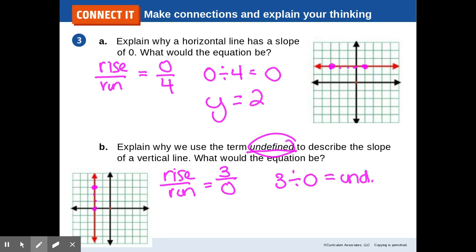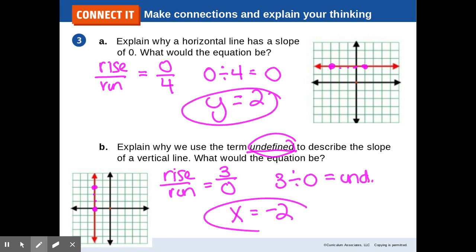What would the equation for that be? Well, it's crossing the x-axis at -2. So my equation would be x equals -2. So when you see those equations, that's what we have. 0 slope would be a y equals, an undefined slope would be an x equals, and that's the reason behind it.